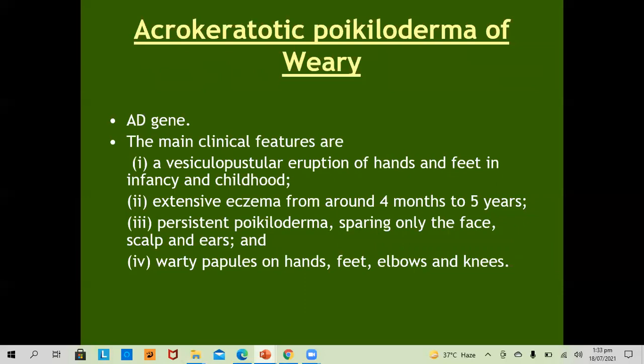Acrokeratotic poikiloderma of Weary. It's an autosomal dominant defect. The main clinical features are vesiculopustular eruptions of the hands and feet in infancy and childhood, extensive eczema from around 4 months to 5 years, a persistent poikiloderma sparing the face, scalp, and ear, and warty papules on the hands, feet, elbows, and knees. That's why it is called acrokeratotic. So the warty papules are seen on the hands, feet, elbows, and knees, and poikiloderma also spares the face and scalp.